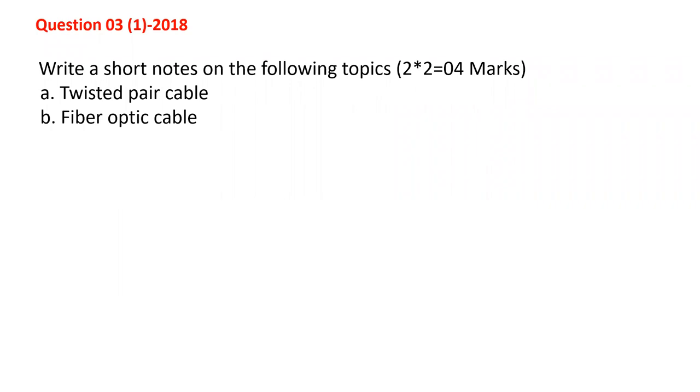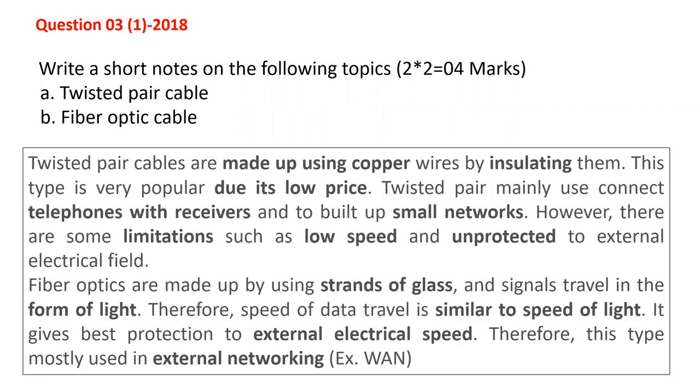Also, the security of fiber optics is very high. It gives higher security from outer electric fields or thundering. But twisted pair security is not like fiber optics. Its security features are low. In that way, you can compare. Also, you can give some comparison of twisted pair with fiber optics. Here, look at the model answer.